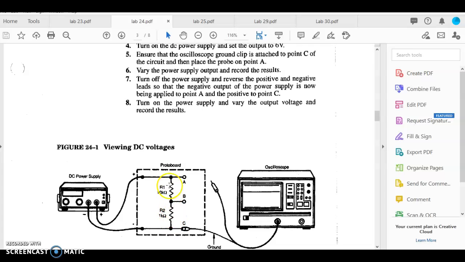So we have a 1/10 relationship here. We should see a 1/10 voltage drop when we're looking at this: R2 will be 1/10 of what we see at R1. So let's take a look at that in Tinkercad.